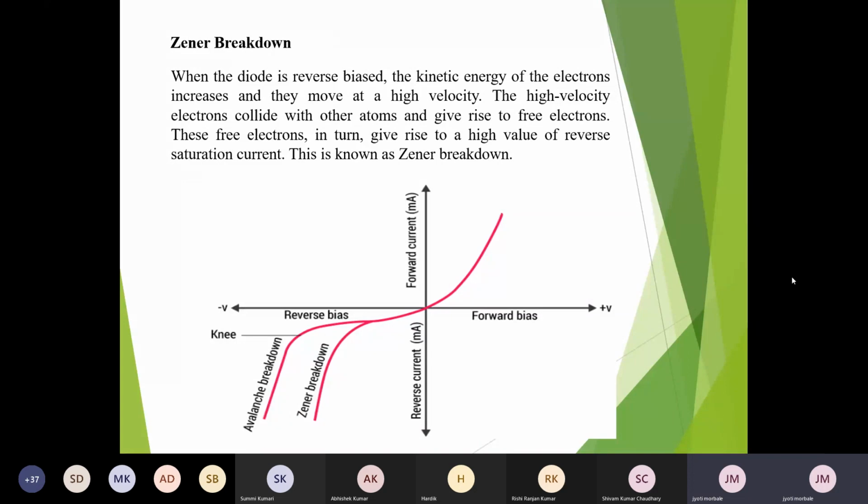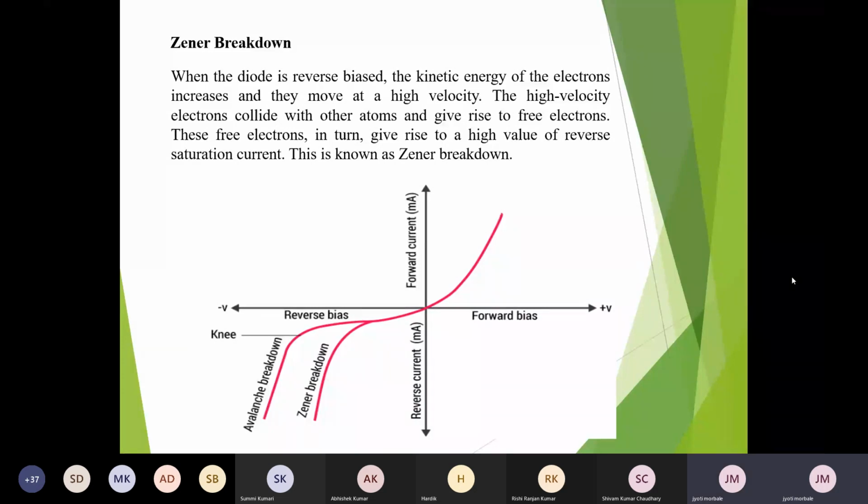Next type is Zener breakdown. Again, this is very similar to the avalanche one. Zener breakdown happens when the reverse voltage is increased. The electric field at the junction also increases. High electric field causes covalent bonds to break and thus a large number of carriers are generated. This causes a large current to flow. This mechanism of breakdown is called Zener breakdown.